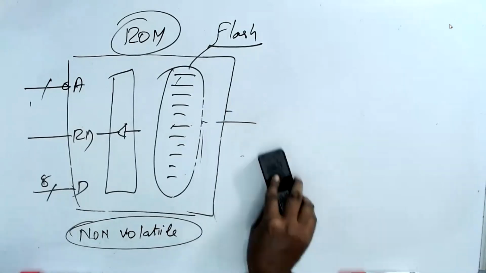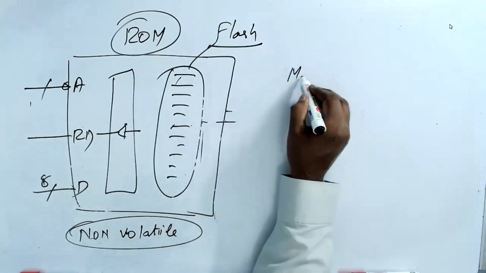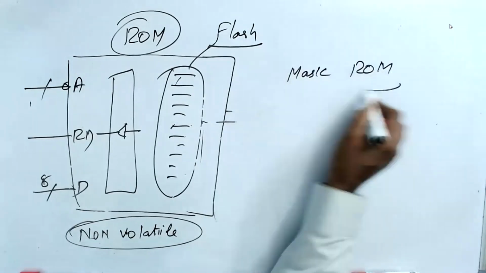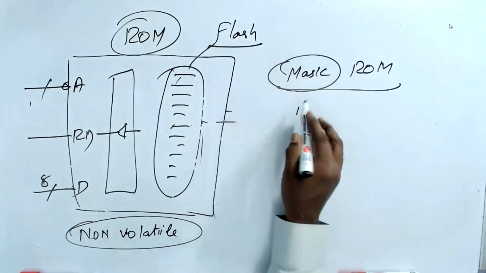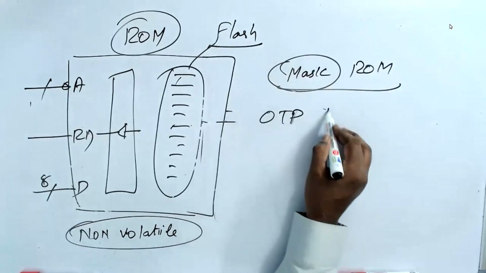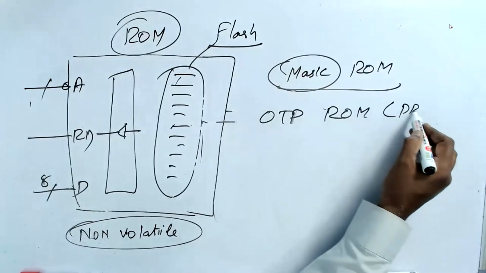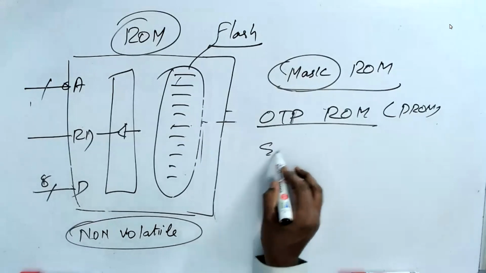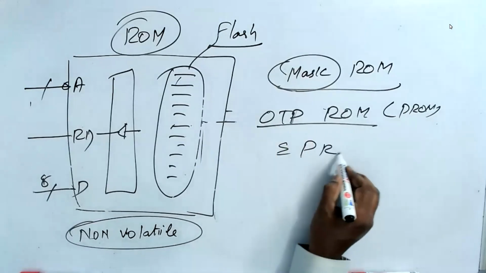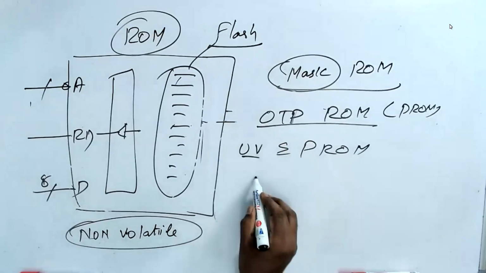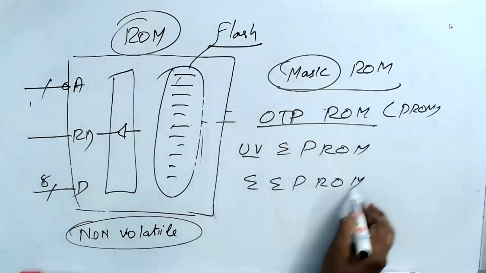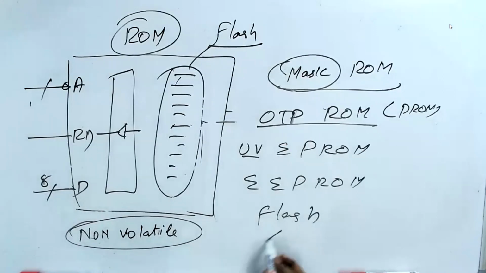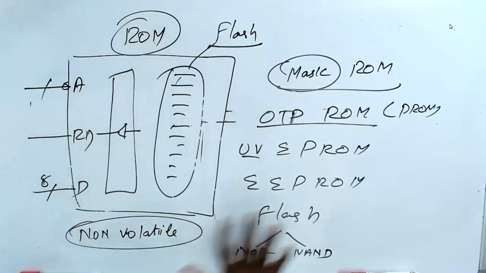So there are 5 types we discussed. Mask ROM: you cannot change, that's why they call it mask. Then OTP ROM, or we call PROM, one-time programmable. Another is EPROM, which is UV-erasable PROM. Then we have electrically erasable PROM, EEPROM. Then flash, and there are 2 types of flash that we'll discuss: NOR flash and NAND flash. Let us not worry about them now. You have to understand only about ROM now. Don't worry about all these types of ROMs. We will discuss them later.